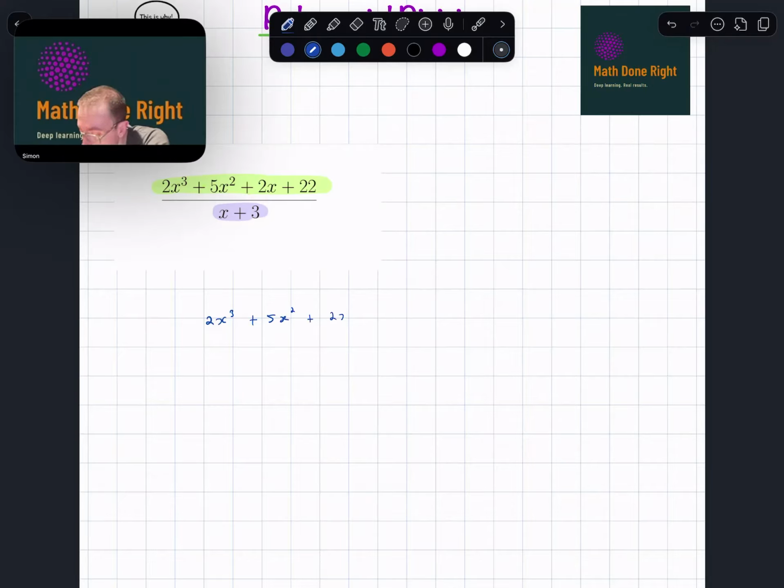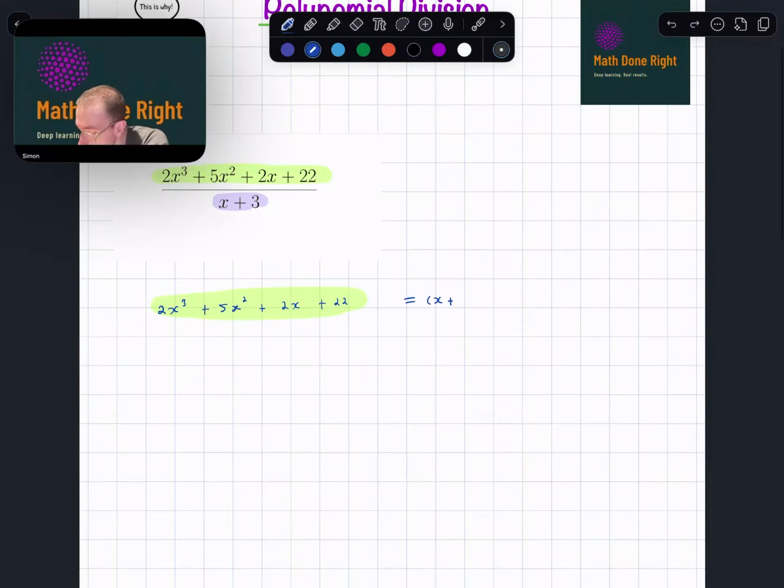We are going to write the dividend, the thing that we're dividing by the other thing. So this is the dividend polynomial, 2x cubed plus 5x squared plus 2x plus 22. We are going to write this as x plus 3, the divisor, times the quotient polynomial, q of x.